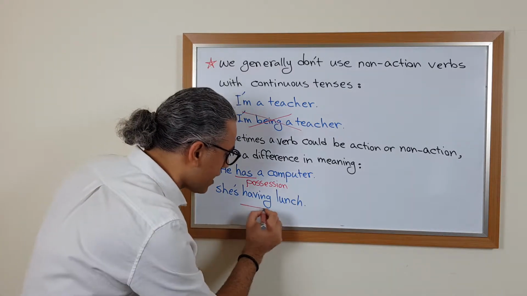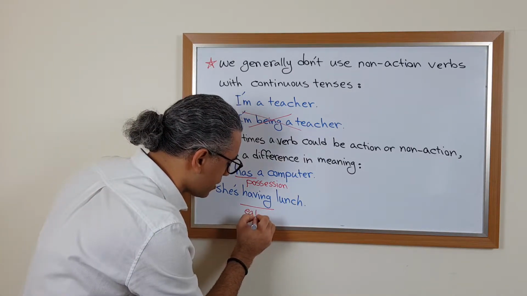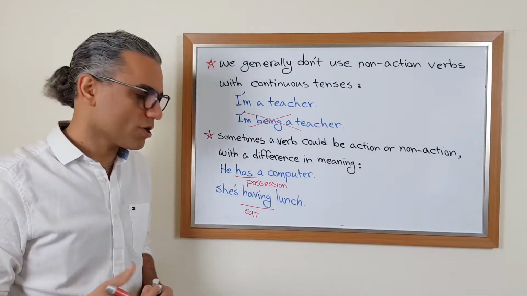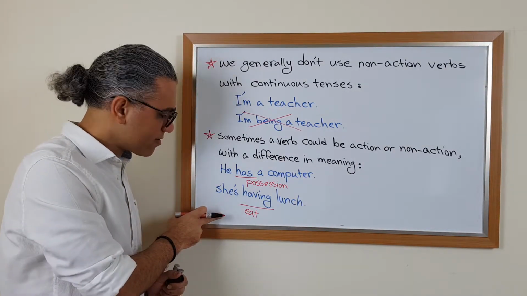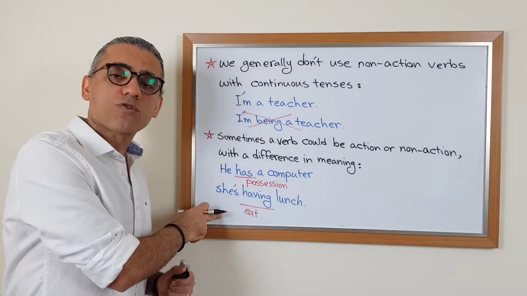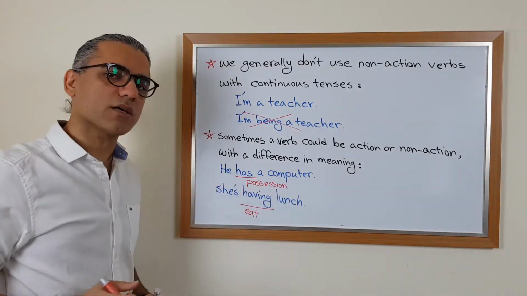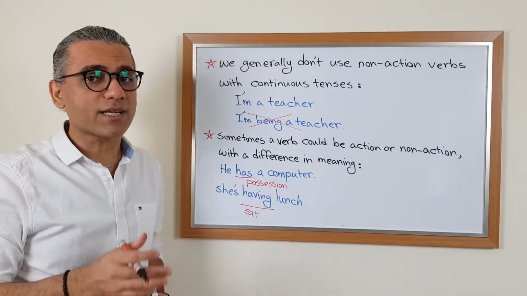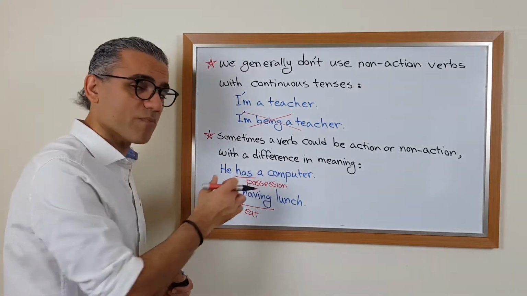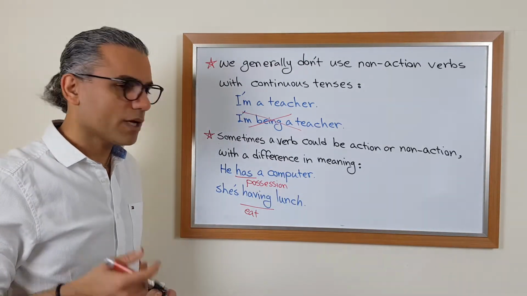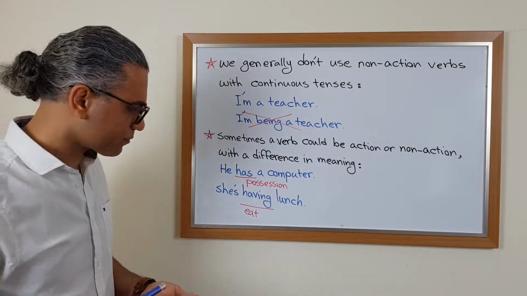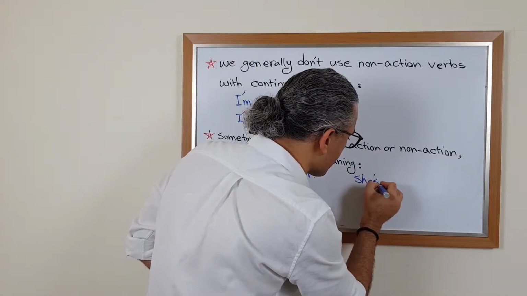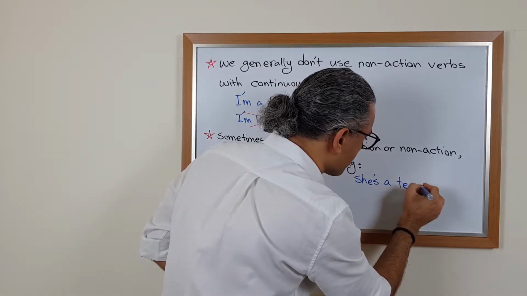But in here, have has a different meaning. It means to eat. She is eating lunch. She is having lunch. So that's why have in this example is an action verb. So as you can see, we are using it in the continuous form. But in here, has is a non-action verb. So we cannot use it with this meaning in the continuous form. Now, two more examples. She's a teacher.